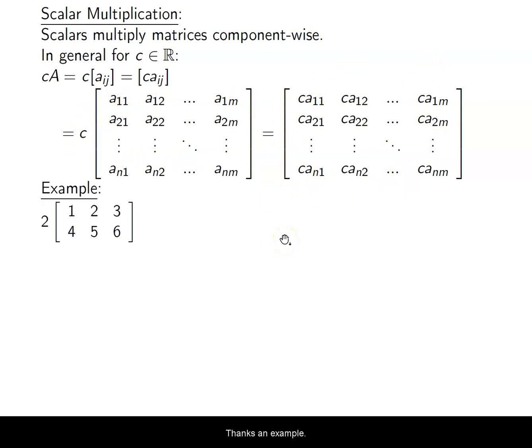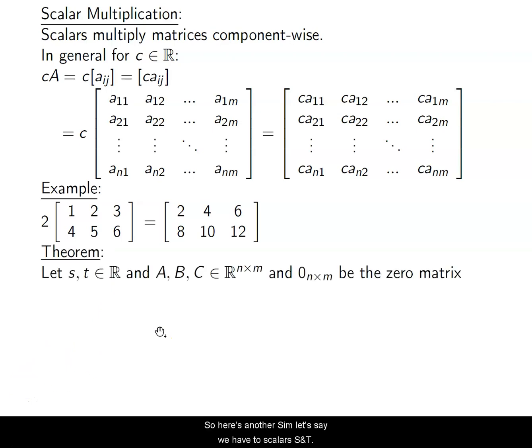Okay, so an example, if my matrix is 1, 2, 3, 4, 5, 6, and I multiply it by 2, everything in this matrix gets multiplied by 2. Okay, very, very straightforward to add and multiply matrices by a scalar.